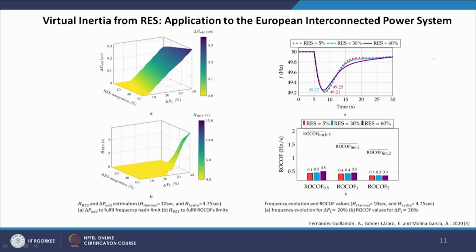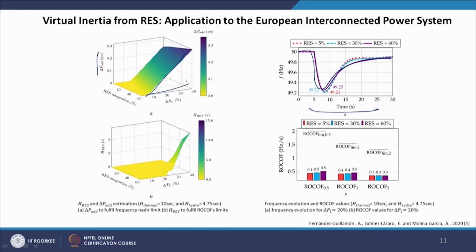Now, virtual inertia from renewable energy sources, application to the European interconnected power systems, and we could see that this is my frequency and the time. You could see the way the frequency drops and rises, and probably you can also plot the characteristics for delta P load, which keeps on increasing, and delta PL is my variation.